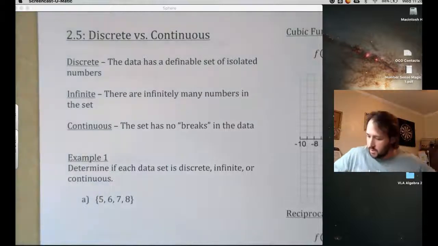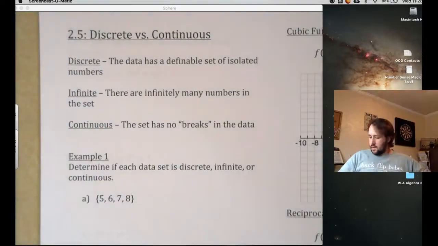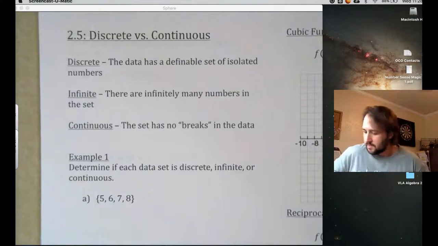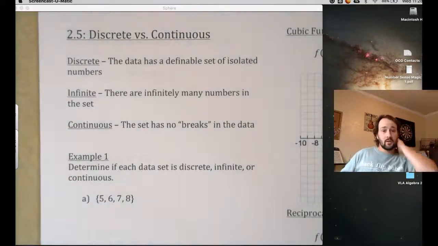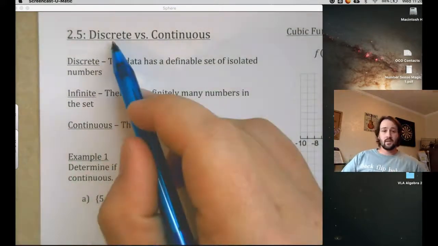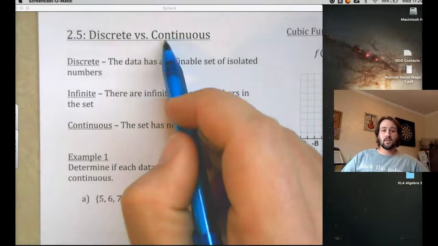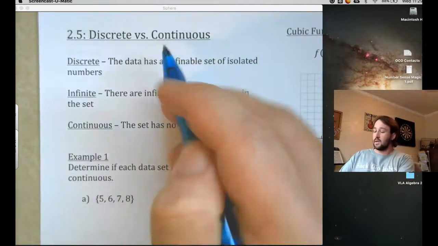All right, you guys, this is a big one. Not big as in it should take too long, but it's important as we move forward. So this idea of discrete versus continuous functions.